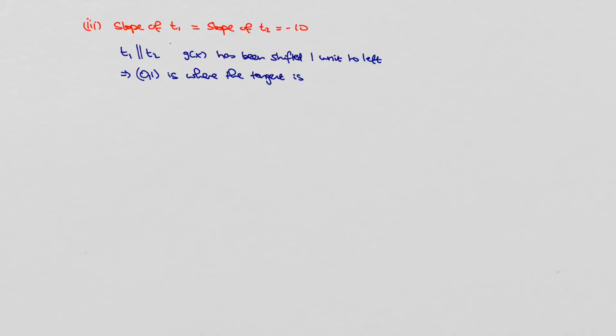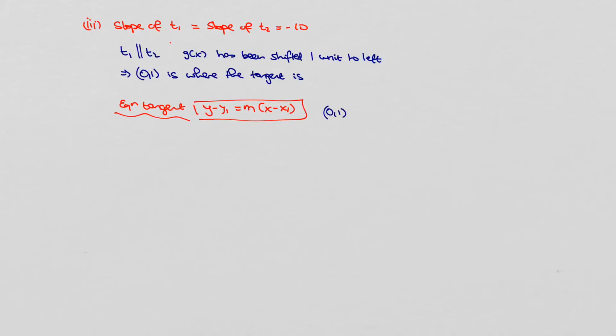So now what we have to do is find the equation of the tangent, same as we always do. y minus y1 equals m times (x minus x1), where we have 0, 1, and m is equal to minus 10. So we have x1, y1. So that gives us y minus 1 equals minus 10 times (x minus 0), which is y minus 1 equals minus 10x. So therefore the equation of the tangent at 0, 1 for g of x is going to be 10x plus y minus 1 is equal to 0.